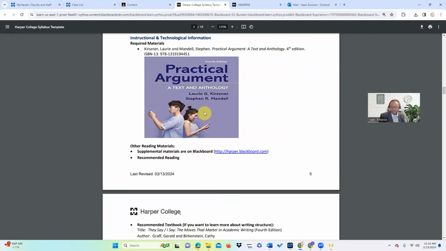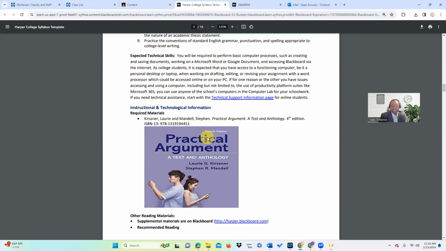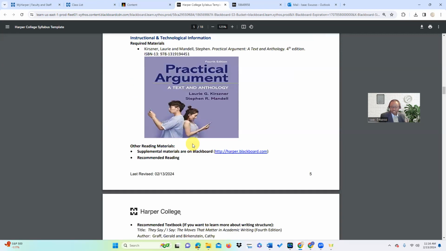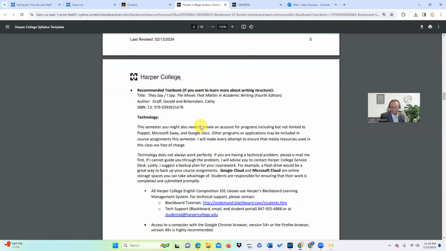Okay, so you're looking at the course textbook. I sent an email about this, and you should have received an email notification. It's on Blackboard as well. So there's no reason for you to get the wrong textbook because I have the picture right here.